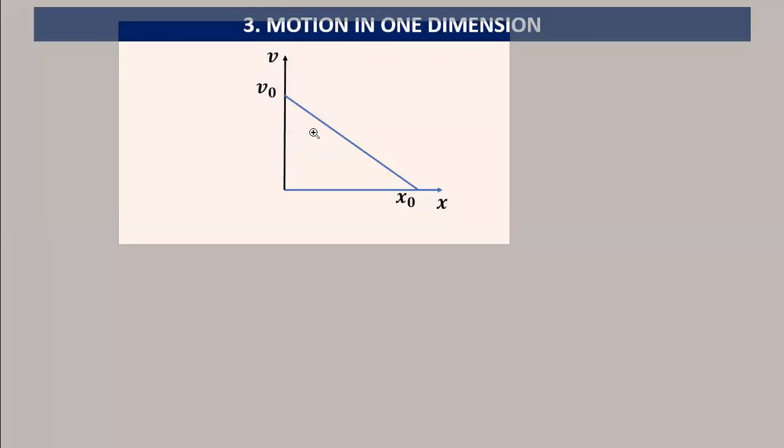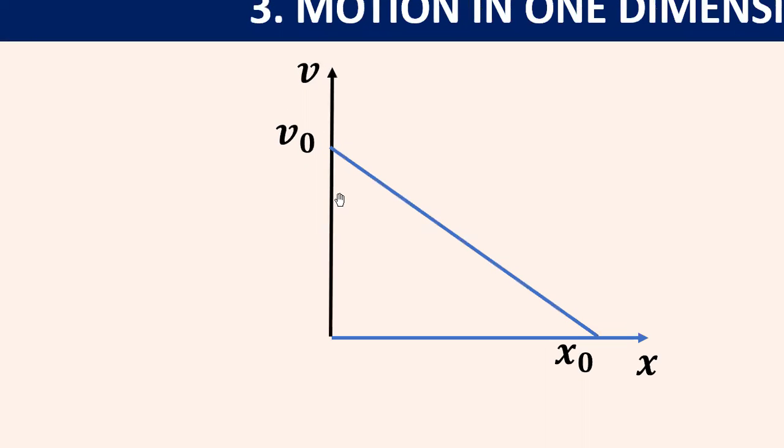Let us learn a question from motion in one dimension. Here there is a graph given. Let us check this graph. It is a graph of the variation of velocity with respect to displacement, and it is a straight line graph, and it is a downhill. So the slope is negative, and it has a positive y-intercept v naught.